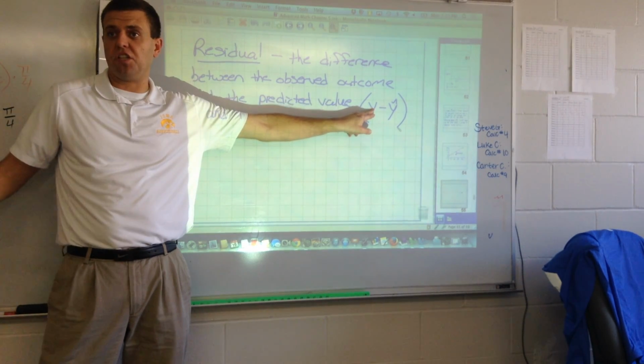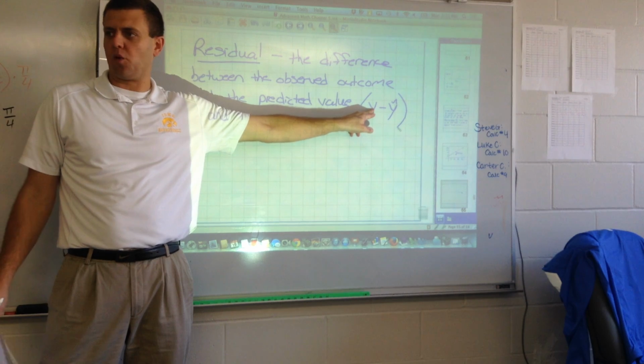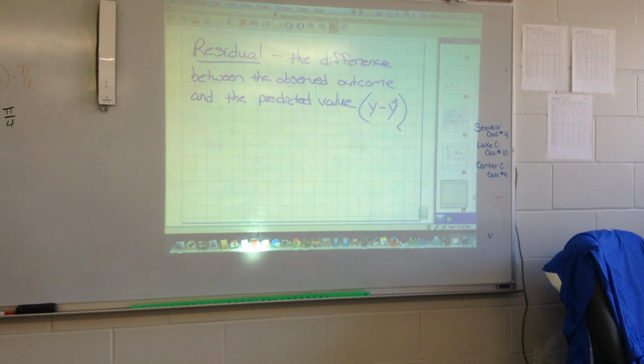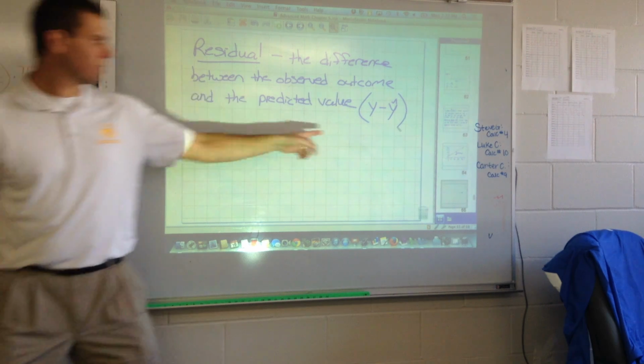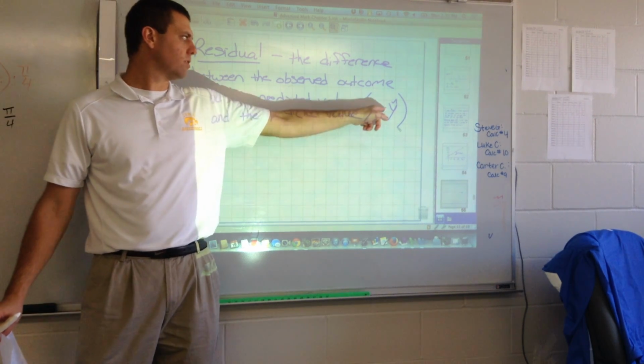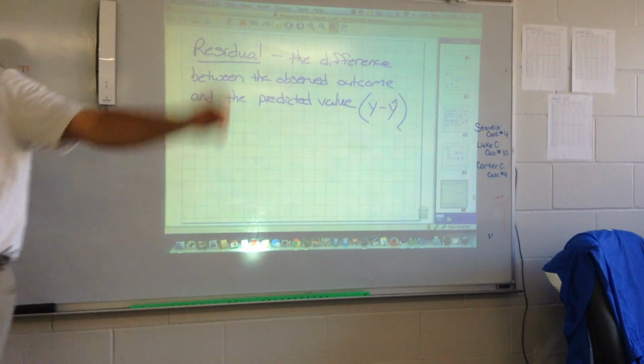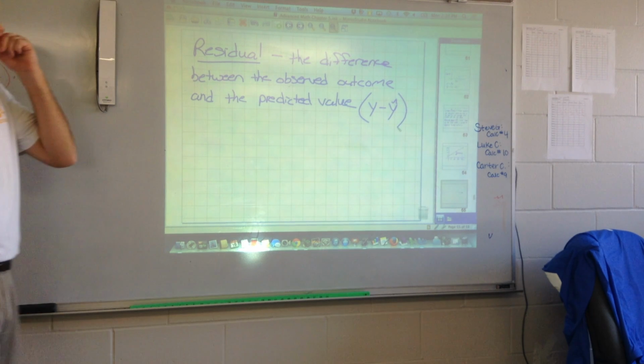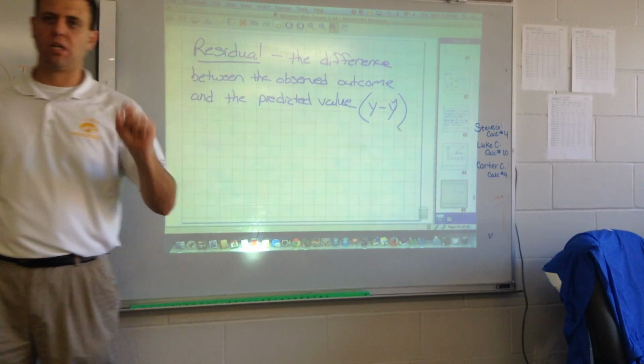y represents the observed outcome, what the y value actually was, and we know that y hat was the predicted value. So you just subtract them. Take the actual outcome and subtract the predicted outcome. That is how you can find the residual of a given item.